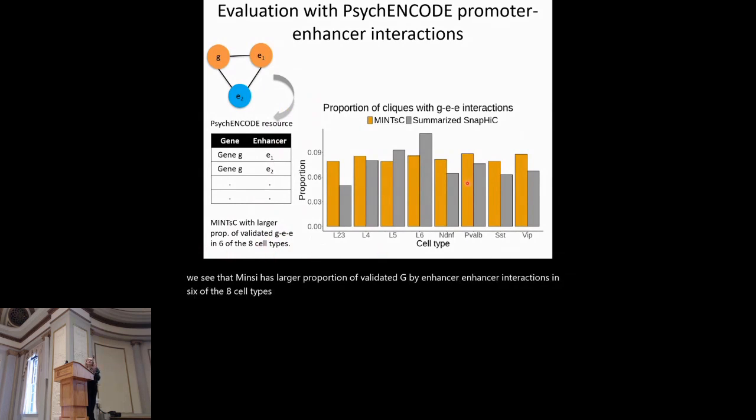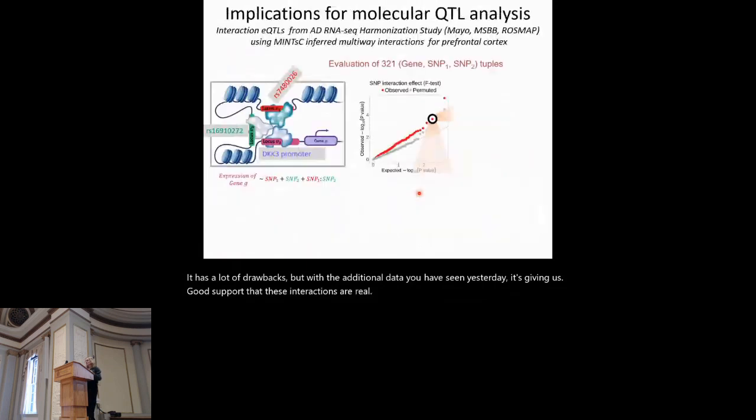So this is just one of the validations. It has a lot of drawbacks, but with the additional data you have seen yesterday, it's giving us good support that these interactions are real. So of course, we want to ultimately be able to use these interactions in molecular QTL or GWAS studies.